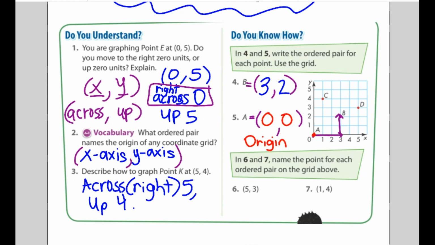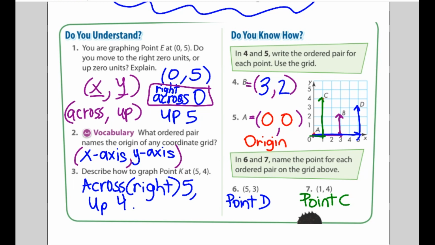So 5, 3. So let's go across 5. Remember, you start at 0. We went across 5, and then we went up 3. So that's D. That's point D. Let's say point, just so that we get the habit of it. Point D. And then we go across 1, let's do a different color, we go across 1 and then up 4. That's point C.